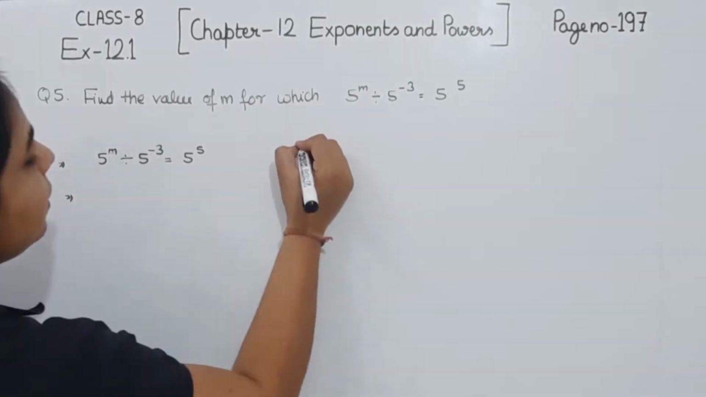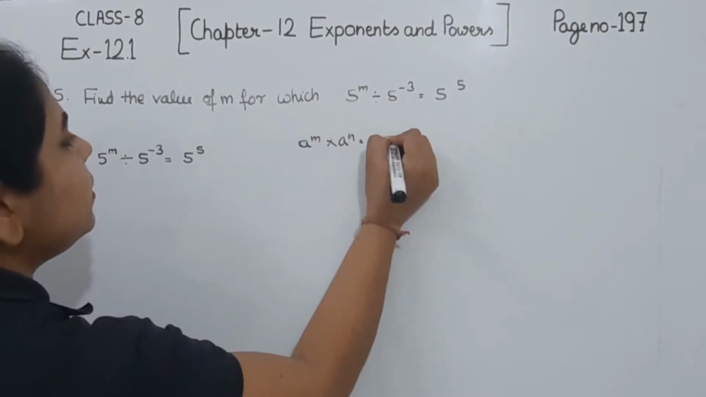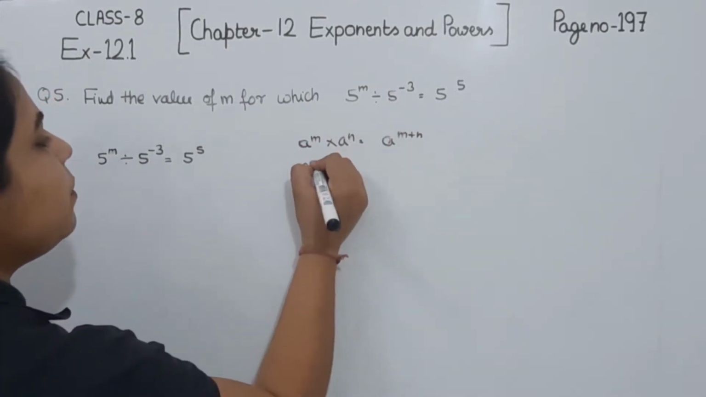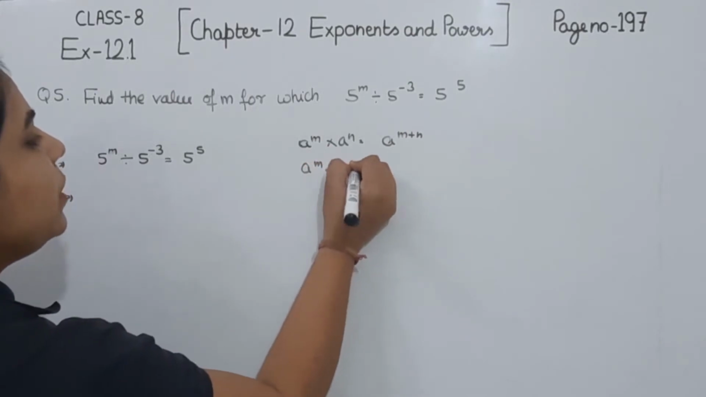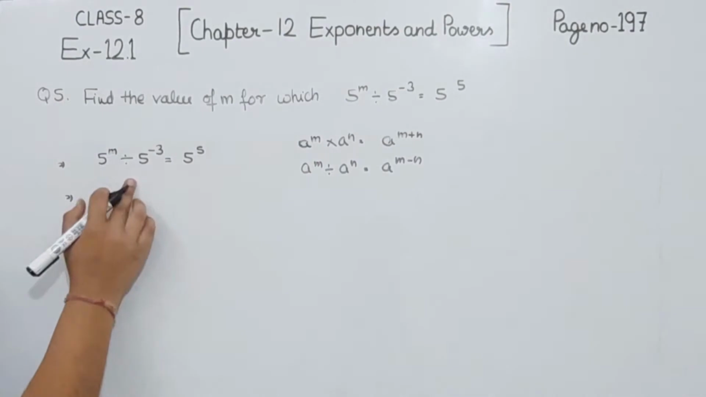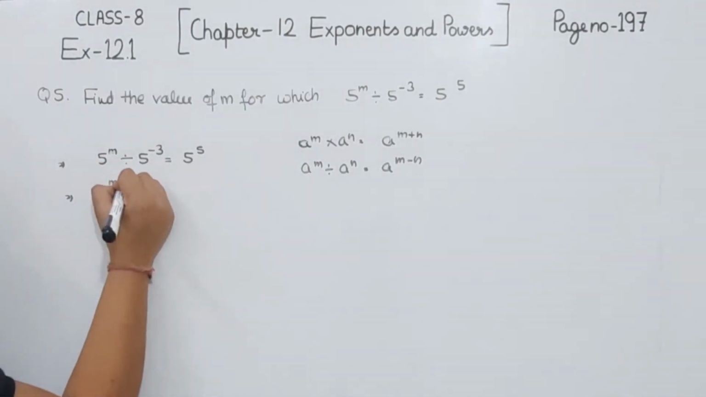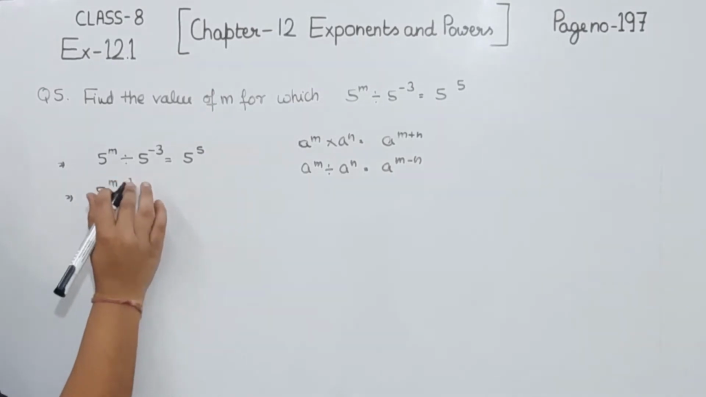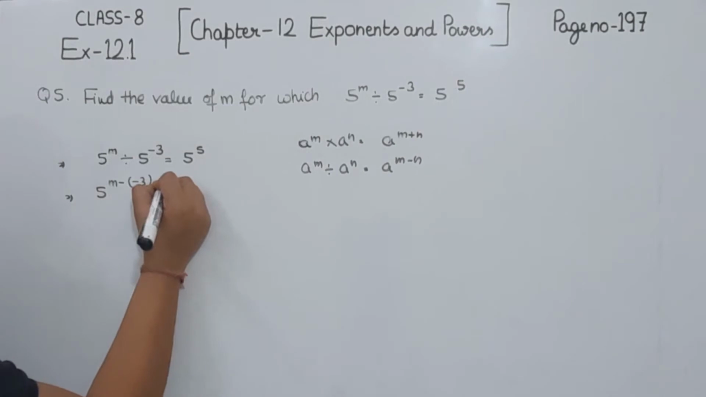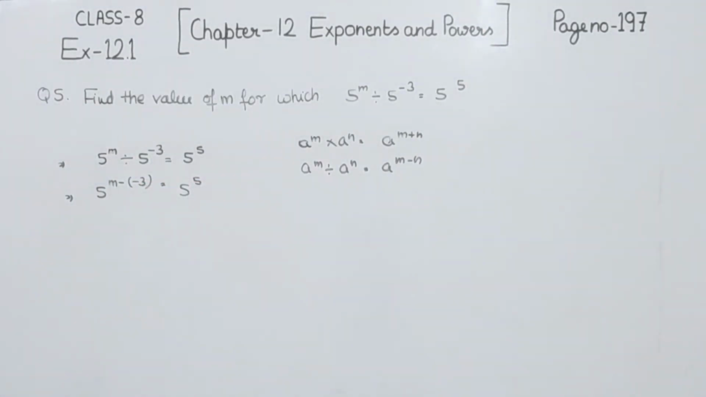We know that a to the power m multiplied by a to the power n, the powers get added, and in the division a to the power m divided by a to the power n, the powers get subtracted. So, I'm going to use this here. So, this is 5 to the power m minus minus 3, which is equal to 5 to the power 5.